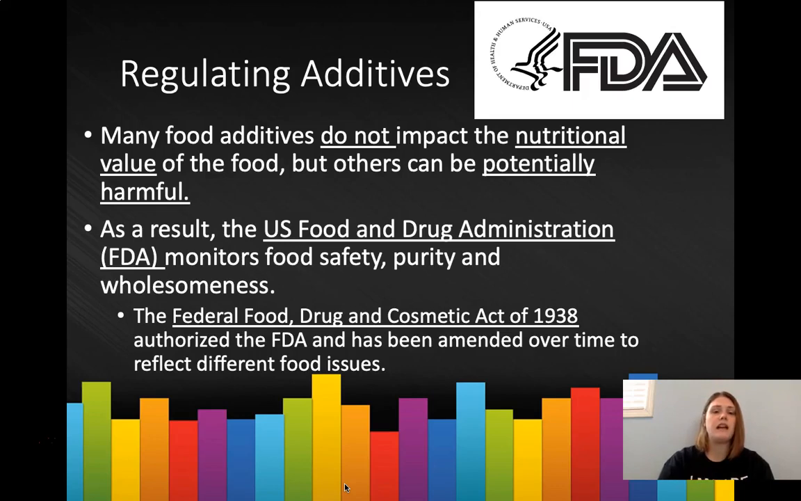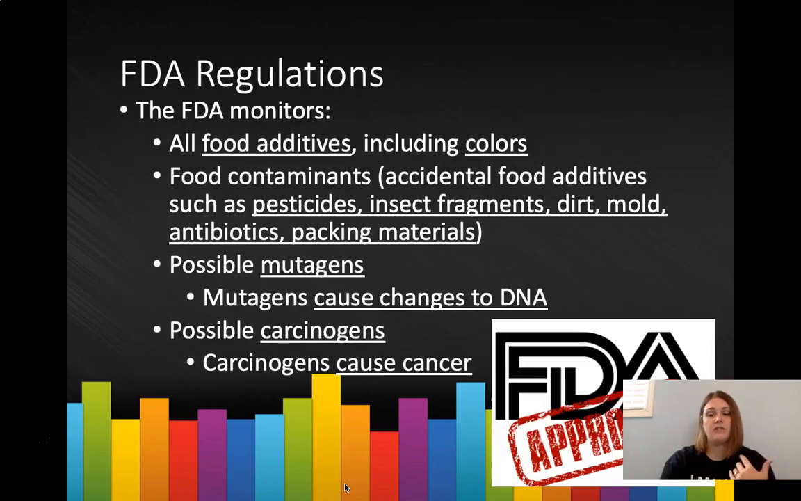So regulating additives. Who gets to say what goes in your food? And the answer is the FDA, or the Food and Drug Administration. The FDA was part of the Federal Food, Drug, and Cosmetic Act in 1938. So that's how long they've been around. And they're the ones that make sure that everybody's doing what they're supposed to do and that weird things aren't showing up in your food.